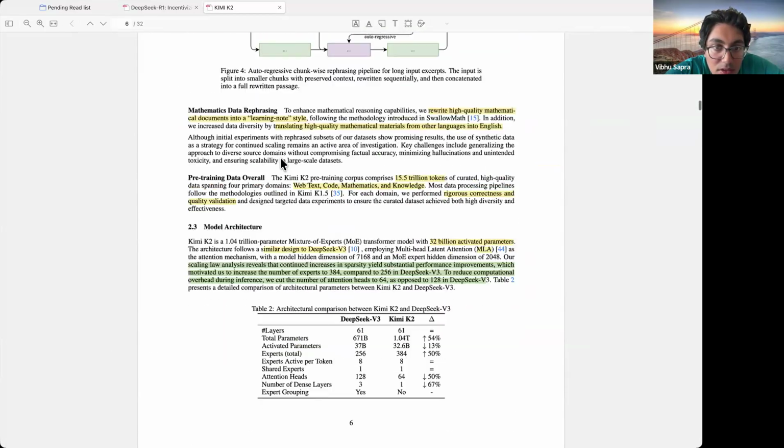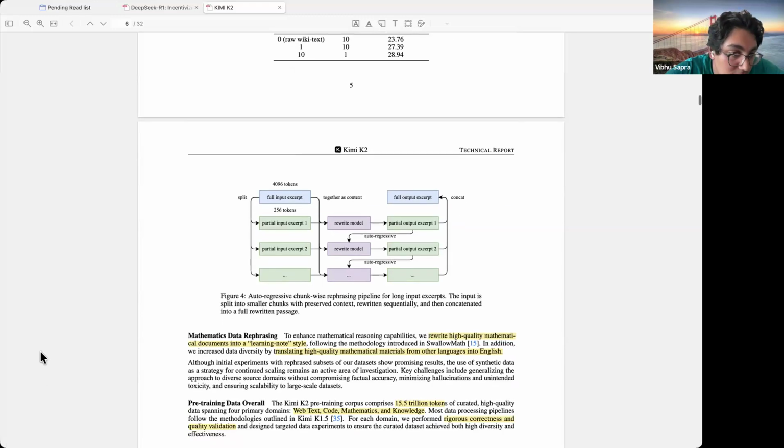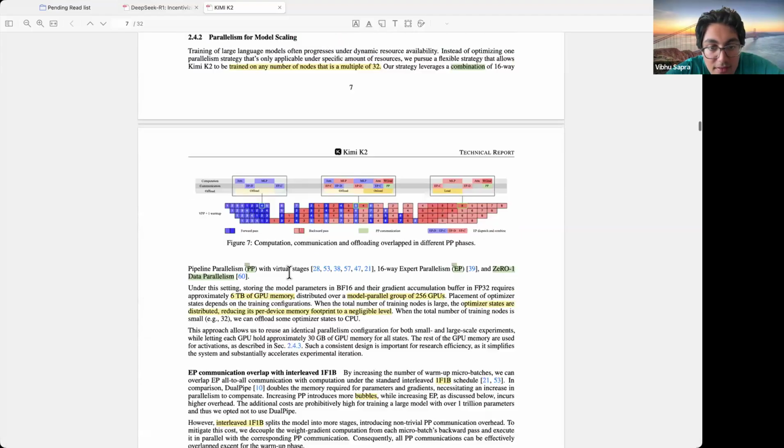Figure 4. Is there a figure 4 that I skipped over? These figures were very odd. The rewrite takes both previous and the current segment. Okay, that's irrelevant right now.